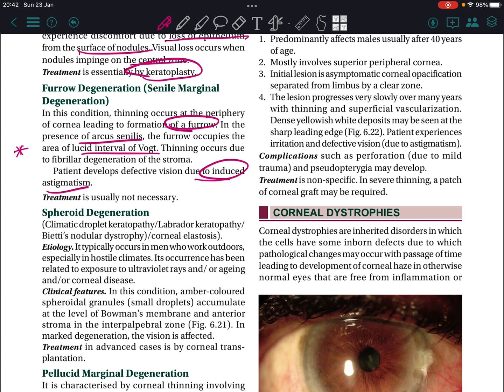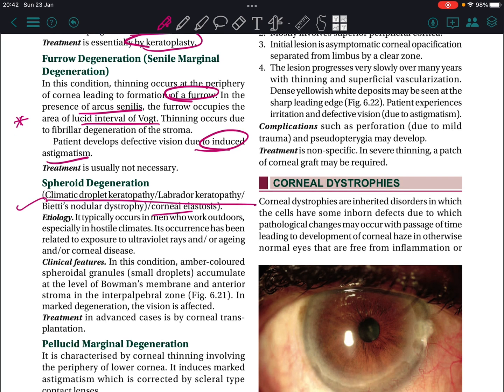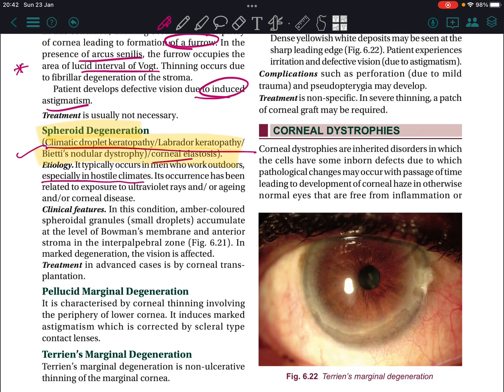Spheroid degeneration, also known as climatic droplet keratopathy, Labrador keratopathy, and Bietti nodular corneal elastosis. It typically occurs in men who work outdoors, especially in hostile climates. Its occurrence has been related to exposure to ultraviolet light, aging, and corneal ulcer.